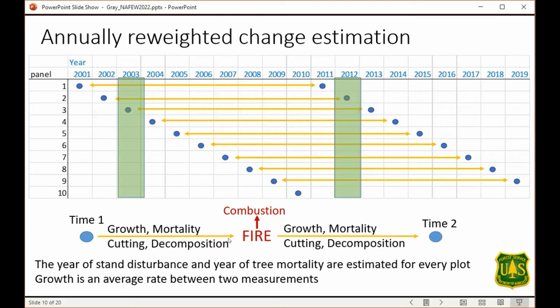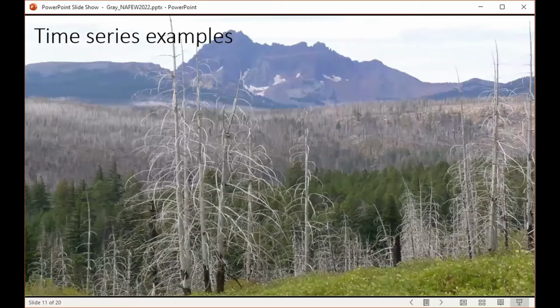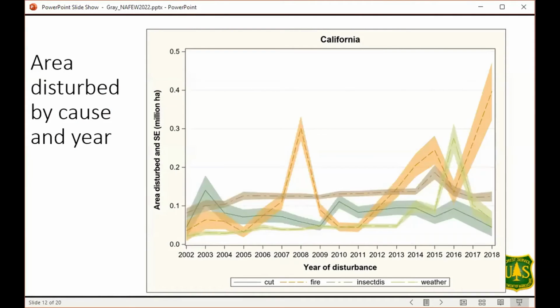Fortunately for this inventory, though, we have crews that are estimating when the disturbances occurred and when the mortality and cutting occurred on every plot. Unfortunately, we don't have that for growth. We just have the trees that were alive. And so for growth, we have an average annual estimate over time. So I'm going to provide some examples here of what this looks like when you look at change over time.